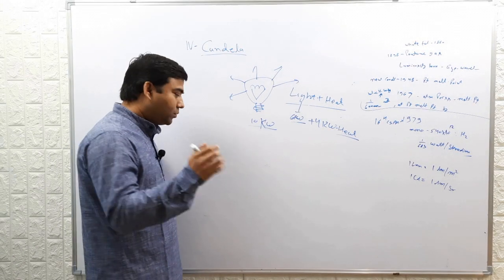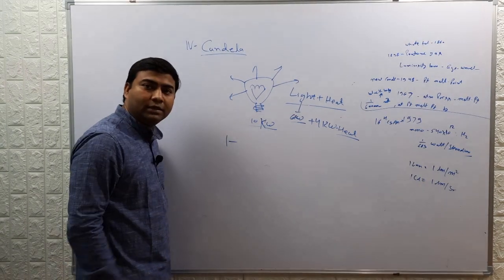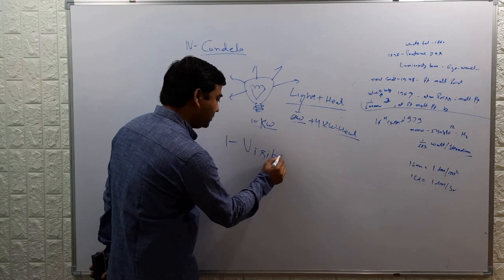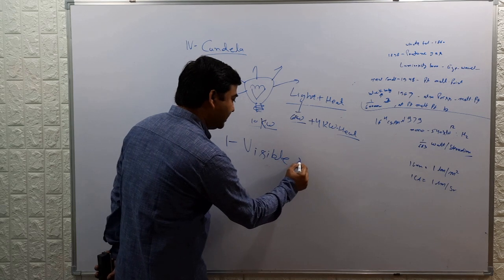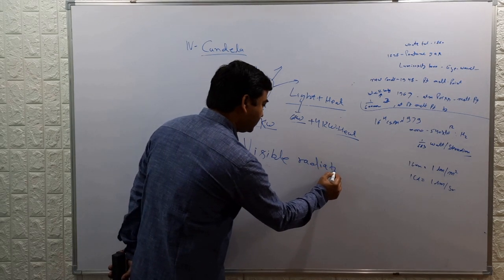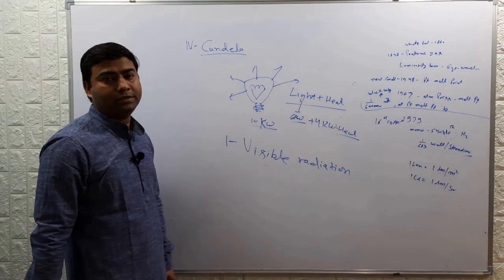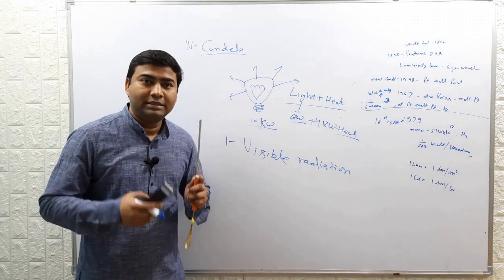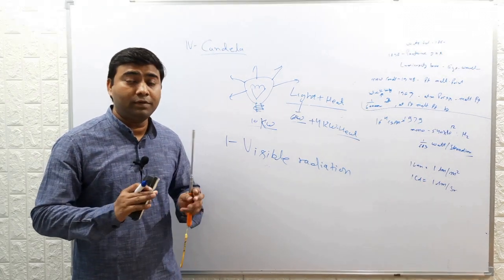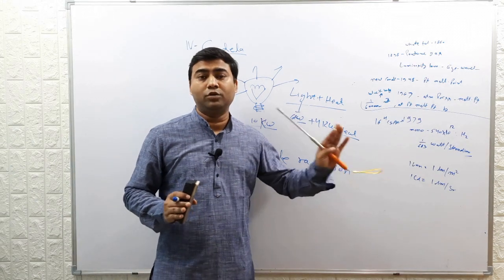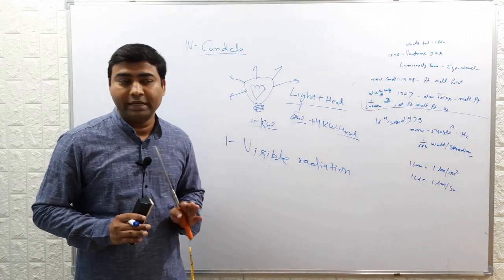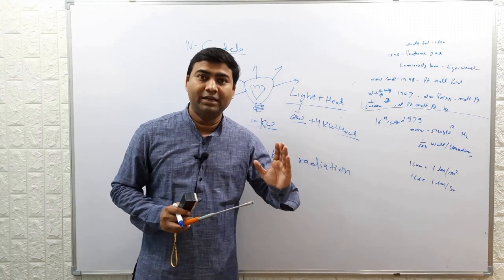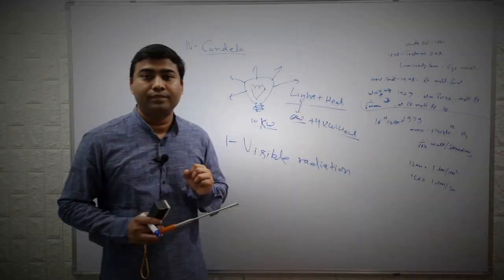So the first component which is considered in luminous intensity is visible radiation. Second part is our eye, the sensitivity of our eye. Sensitivity of our eye is not equal for all types of visible radiation. That means sensitivity is not the same for green, yellow, red, etc.